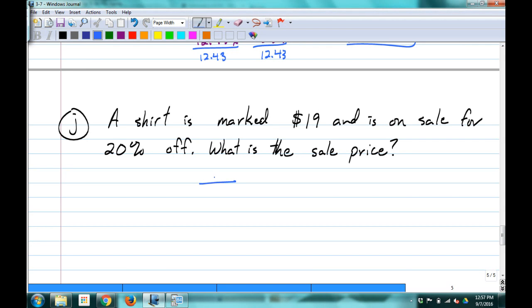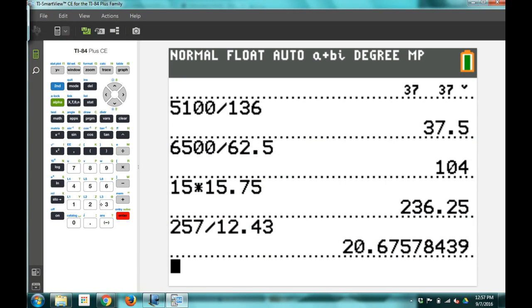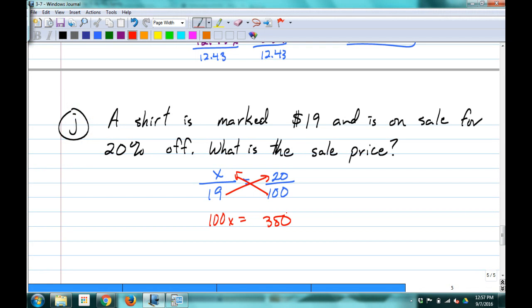But how much is the discount on $19 if it's 20% off? This finds us the discount, the amount they're taking off of the price. This is one way to do it. There's another way to do it: 20 over 100 times 19. How much? 380. Yeah. Divide by 100. $3.80.